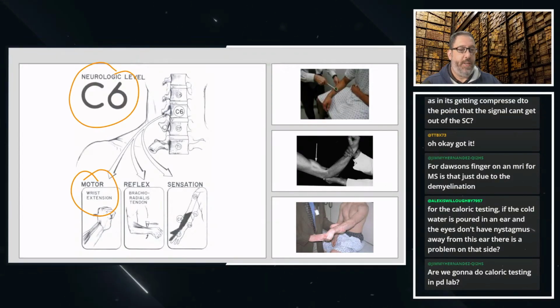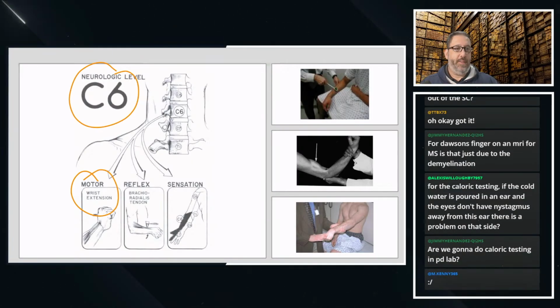No, you don't do caloric testing in PD lab, unfortunately. If that's something you want to request and do, you can ask Professor Kim. We'll see if we have the right tubing for the syringe to go in the ears. But we can add that to testing if that's something you guys want to do, and add it to your PD lab.